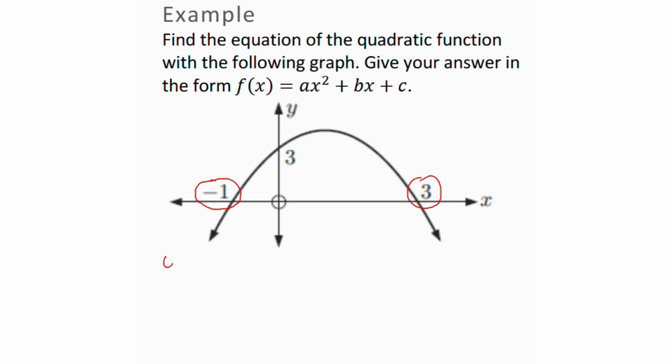So we're going to start by saying we know that this is of the form y equals a times (x plus 1) times (x minus 3), using root form. Once we do that, we're going to use the other point that we're given. We're going to substitute that point in. Now this point here, the y-intercept is 3, is actually the coordinates (0, 3). So y is equal to 3 and x is equal to 0.